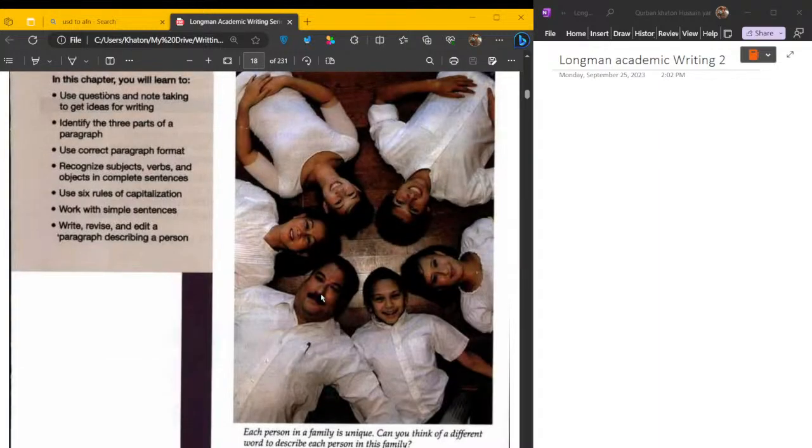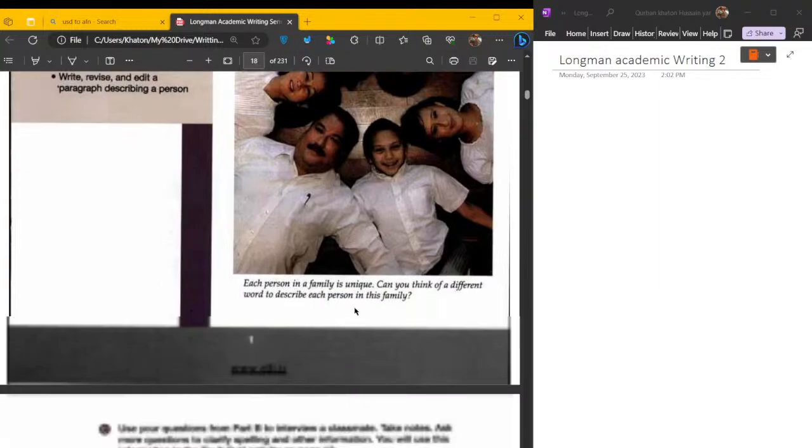So we can say this person, the father, has a mustache and he's fat. The son is young and athletic. The mother is beautiful. And the girls are also happy. So we describe them.